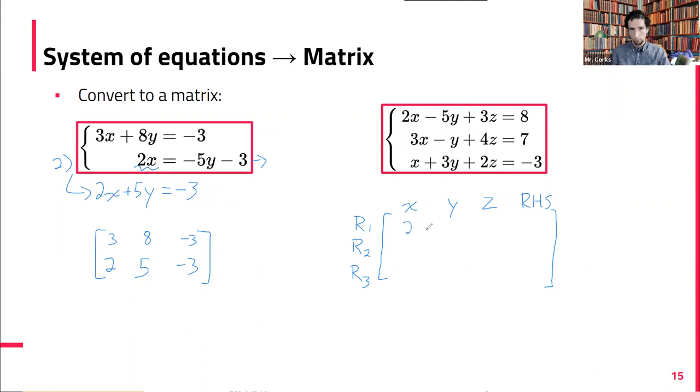2, -5, 3, 8. And 8. All right, and then the next row, we can kind of see what's happening here. We're just reading off each of the values. 3, -1, 4, and 7, and then the final one, 1, 3, 2, -3. We just read off the coefficients and the constants.